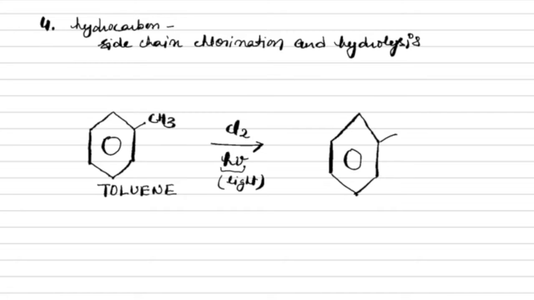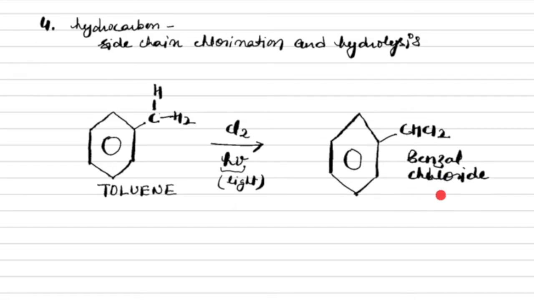Okay, so remember, if you want to see this, just like that, you can imagine H2 will be replaced by Cl2, so it will be CHCl2, and this has a very famous name, benzyl chloride. So in the first step, what we did was chlorination and we got benzyl chloride.